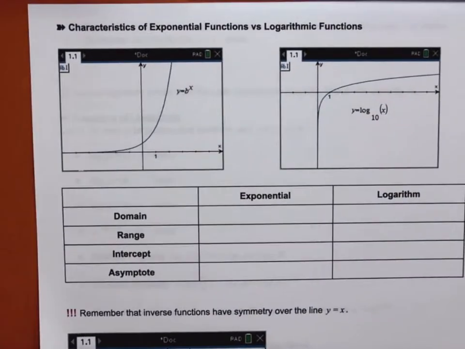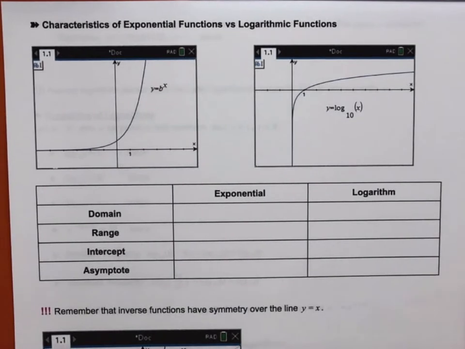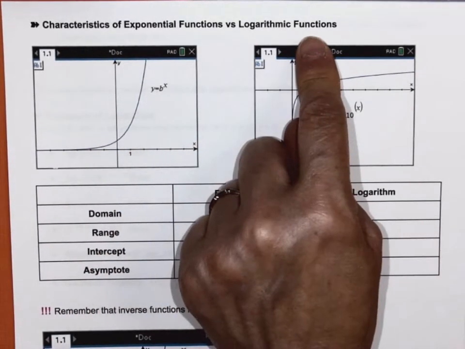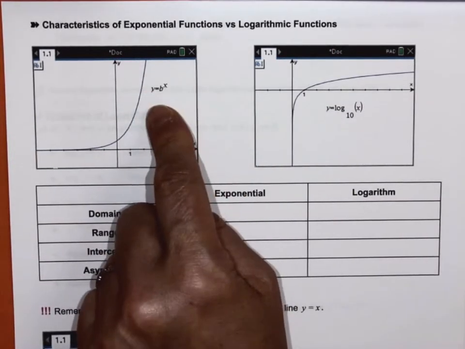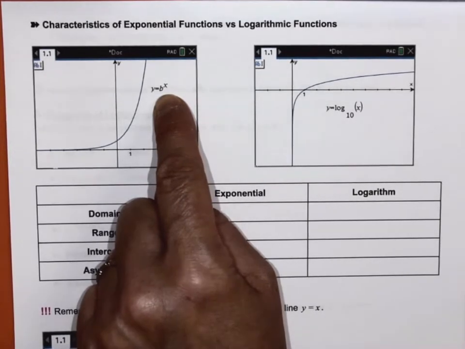So let's look at the graph and talk a little bit about characteristics, which is a good review of our very first unit anyway, right? Characteristics of an exponential function versus a logarithmic function. So this is your exponential, and I graphed it very generically. See how I didn't put a number there for the base. I just put a B there, to say any real number B, right?